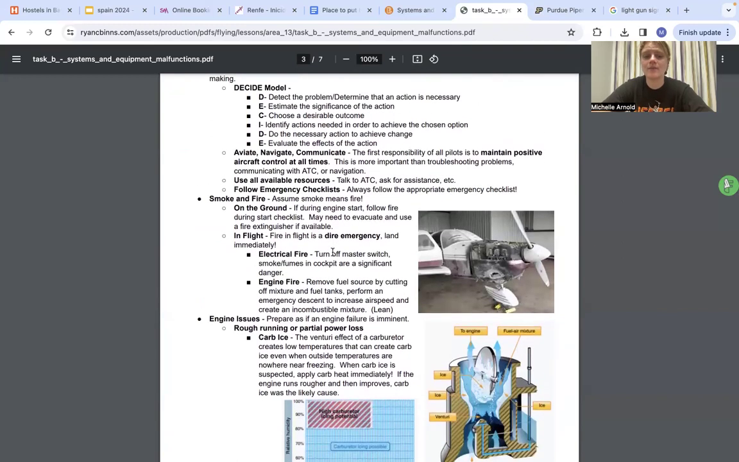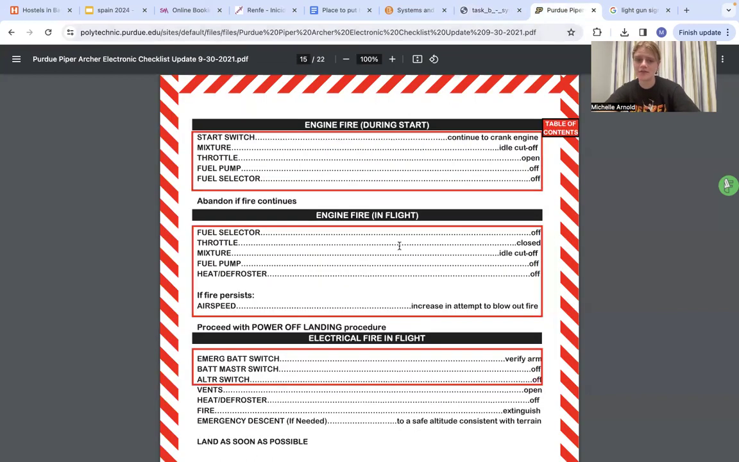Then if you have a fire during flight, so this is a dire emergency, you want to land immediately, but we also have a checklist for a fire during flight right here. Again, you should have this procedure completely memorized. So when you have an engine fire during flight, it's important to cut off the source. A good way to remember it is all sources of fuel is what you're going to be cutting first.